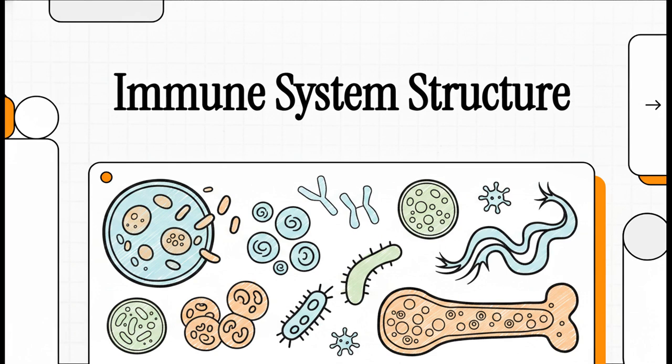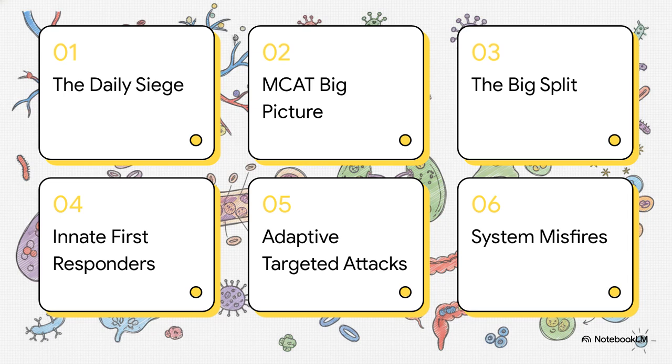Let's get into it. Here is our quick roadmap for today. 1. The daily siege. 2. Innate immunity. 3. The big split. 4. Inflammation. 5. B cells and T cells. And finally, 6. The lymphatic system.